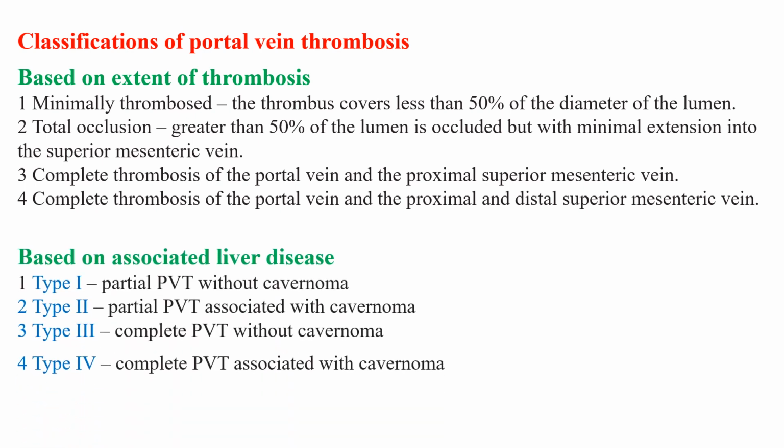The other classification is based on associated liver disease or cavernoma formation. Type 1 is partial thrombosis without cavernoma. Type 2 is partial thrombosis associated with cavernoma. Type 3 is complete thrombosis without cavernoma. Type 4 is complete thrombosis associated with cavernoma.